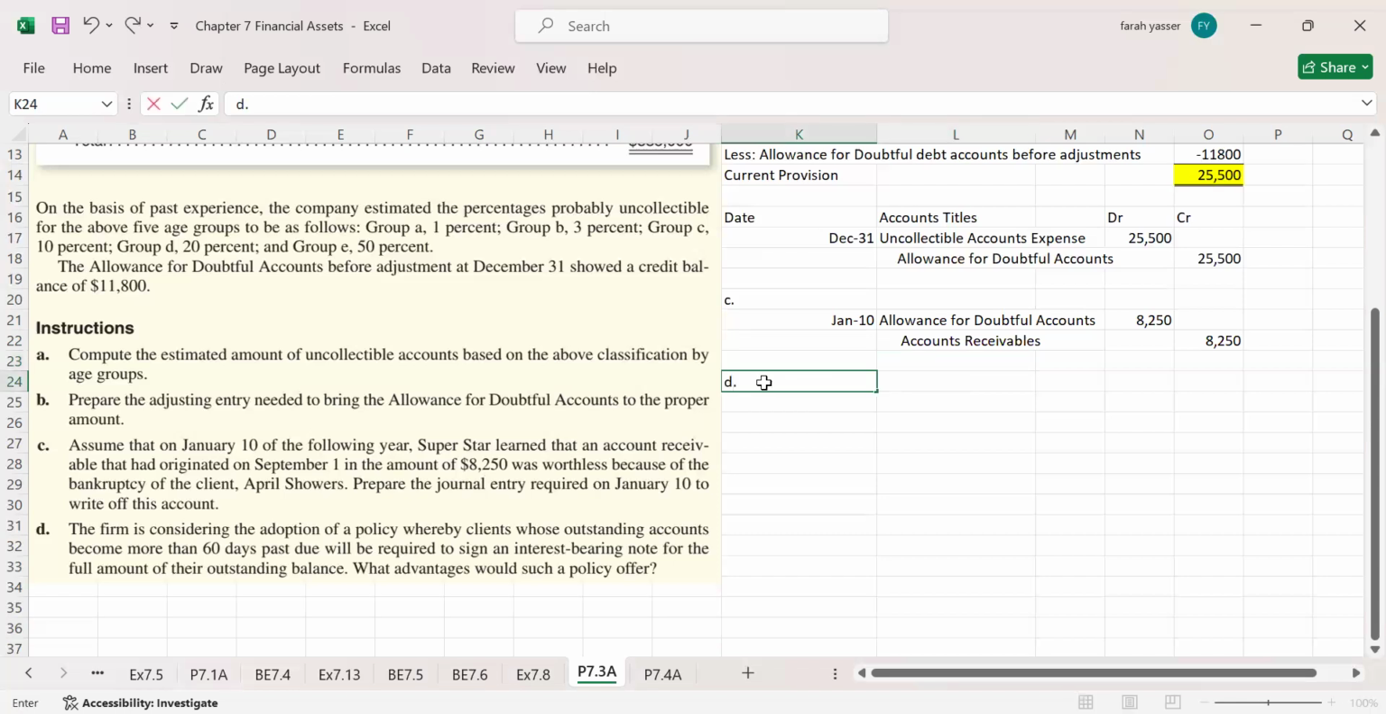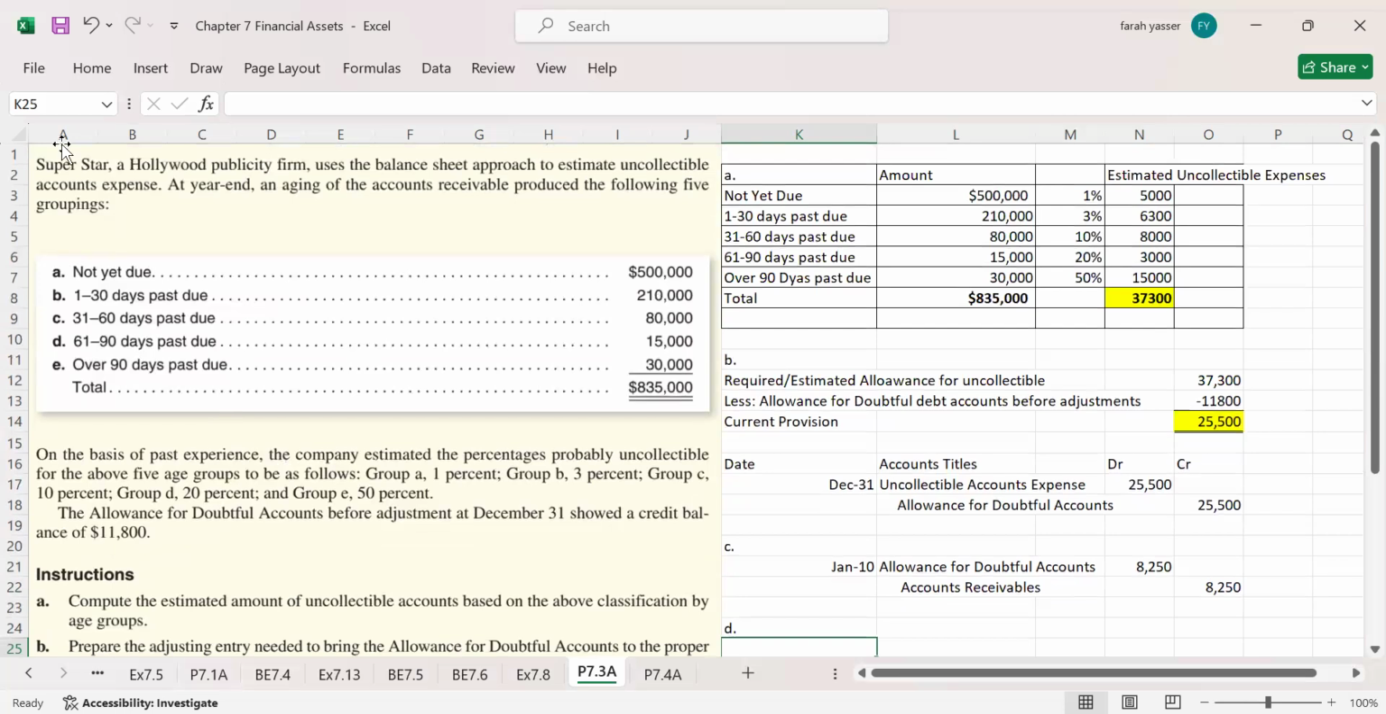Now, requirement D. The firm is considering the adoption of a policy whereby clients whose outstanding accounts become more than 60 days past due will be required to sign an interest bearing note for the full amount of their outstanding balance. So this is the company policy. What advantages would such a policy offer to Superstar company?